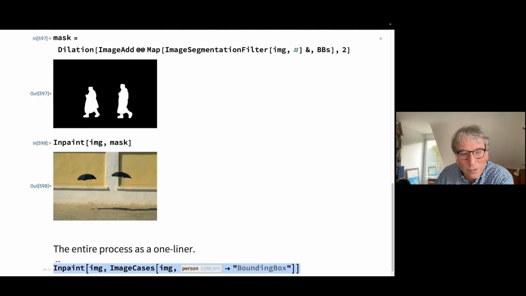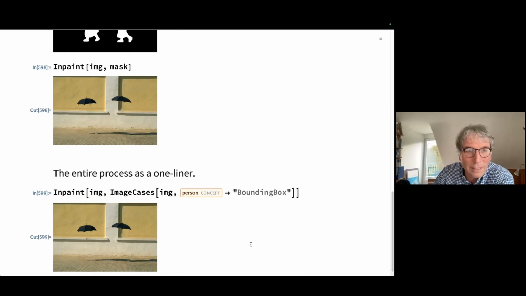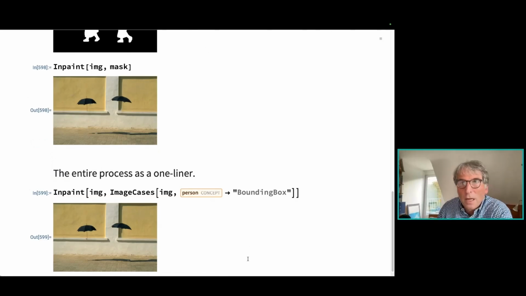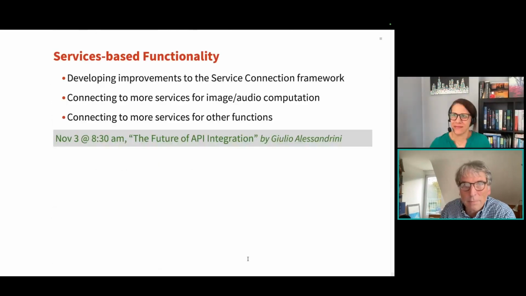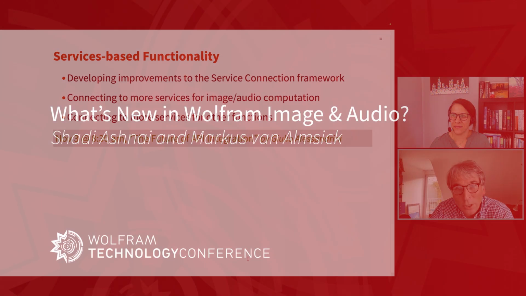And of course, we have utilized these connections under the hood as well. So now you can run inpaint as a one-liner by saying, okay, I'd like to have the bounding boxes of all the people, for example, in an image, and this will readily generate the inpainted version. All right, this basically leaves me, well, I'm basically done. And now I'd like to pass over to Shadi, who's going to talk about image generation or synthesis and audio.